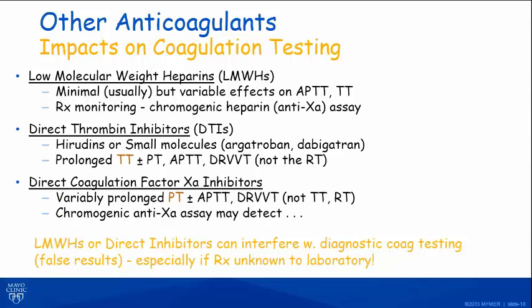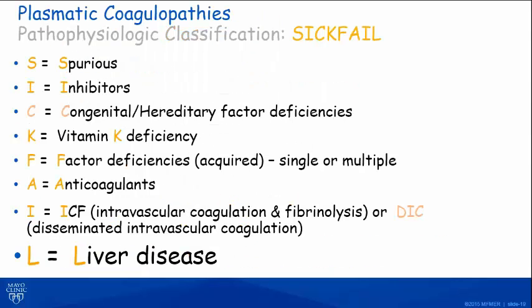The 10A inhibitors are most likely to affect the pro time, but may not do so. A chromogenic anti-10A assay, this one up here, which usually isn't calibrated to measure rivaroxaban, can be used. So it's important to know up front, if we can, is the patient getting some of these things.